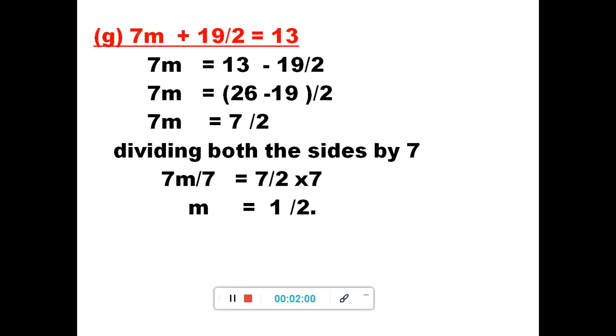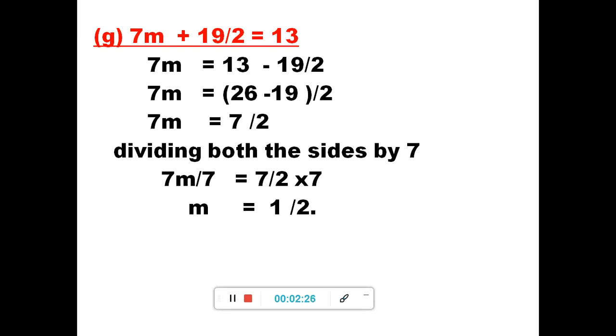Now, G. 7m plus 19 by 2 equal to 13. 19 by 2 is a fraction and 7m is a whole number. So, 7m equal to 13 minus 19 by 2. Now, we have to take LCM. So, LCM when you are taking it, 2 will be the LCM. So, 13 multiplied by 2 will become 26. So, 26 minus 19 divided by 2. The left hand side you will have 7m. So, 7m equal to 26 minus 19 will become 7.